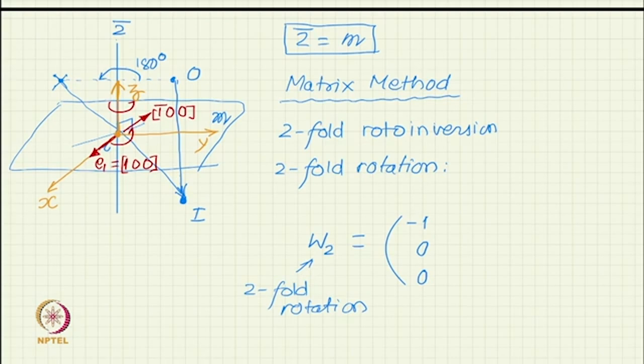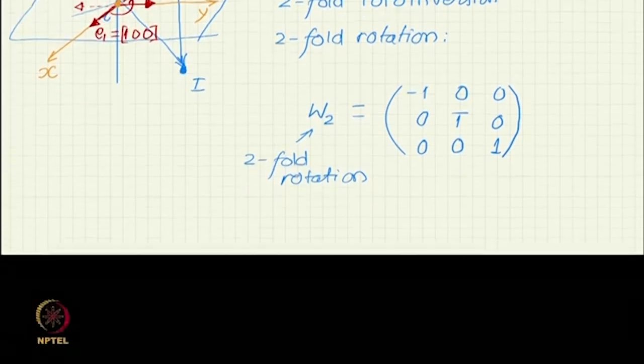What is the second column? Now, you should be able to say quickly. So, what you do to the y axis? What you do to 0 1 0? So, what does the symmetry do to 0 1 0? It makes it 0 -1, 0. And what about the third axis? That is the invariant axis, it remains 0, 0, 1. So, this becomes my nice matrix for a two-fold rotation.